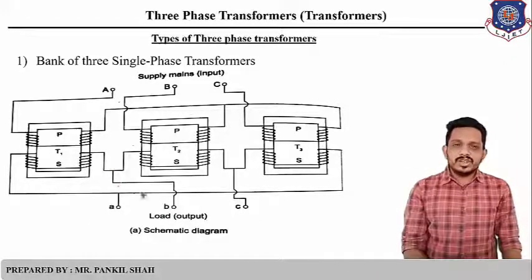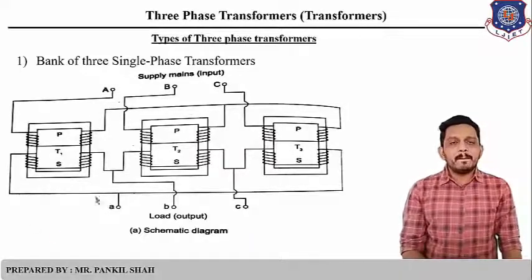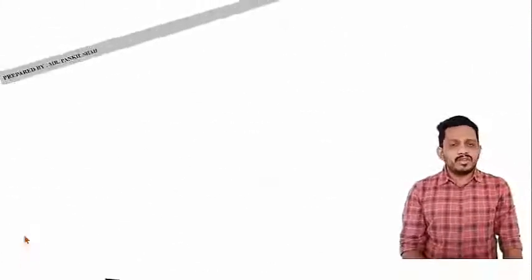So first junction is here, second junction is here, and third junction is here. Name them A, B, and C. So this is given to the load or the output. So this is nothing but the bank of three single phase transformers.